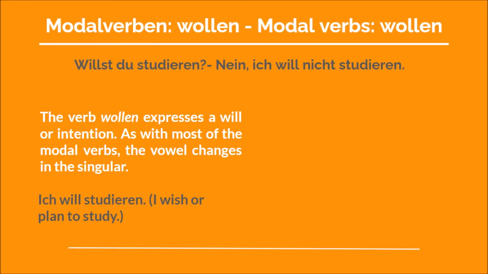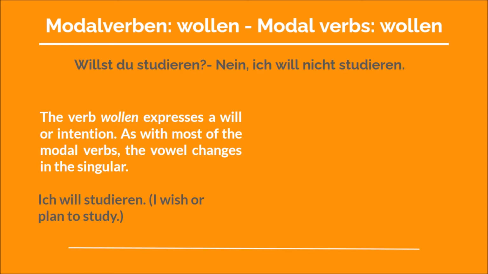Let's start with the modal verb wollen, to want. Here's one example. Willst du studieren? Do you want to study? Nein, ich will nicht studieren. No, I don't want to study. The verb wollen expresses a will or intention.